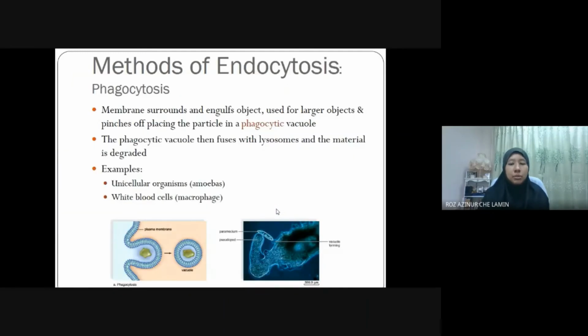Okay, for the details of phagocytosis, how it happens: the membrane surrounds and engulfs the object, used for larger objects, and pinches off, placing the particles in the phagocytic vacuole. The phagocytic vacuole then fuses with a lysosome and the material is degraded. For example, in a unicellular organism like an amoeba, and also in white blood cells such as macrophages.